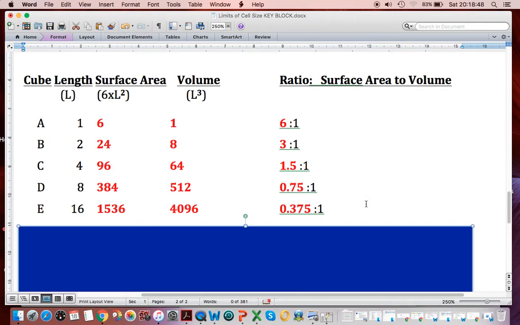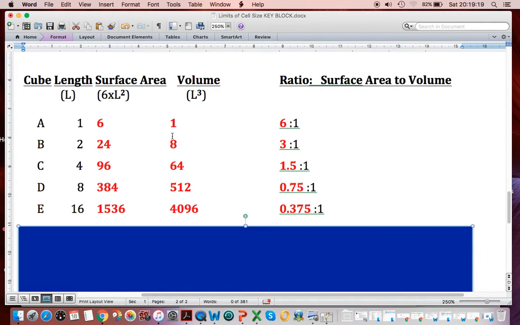You say, well, why does this number, this is what we really care about over on here, why does that matter? Well, what we're seeing is, in each case, our length is doubling. So we're going times 2, times 2, times 2, times 2. Our surface area goes up by 4. 6 times 4, 24. 24 times 4, 96. 96 times 4, 384. And multiply by 4 again, and we get 1536. So, that's good. More cell membrane.